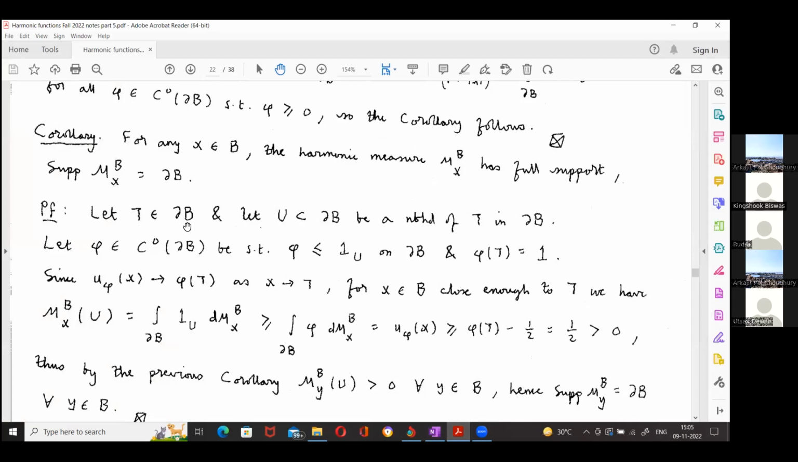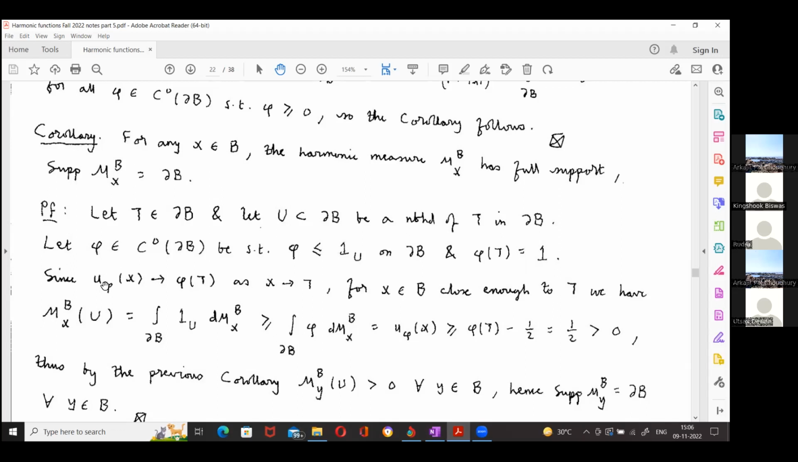So you take any point xi in the boundary of the ball, and let U in the boundary of the ball be a neighborhood of xi in the boundary of the ball. Then we have to show that for any x in the ball, mu x of U is positive. So now what we can do is take phi, a continuous function on the boundary of the ball, such that phi is less than or equal to the indicator function of the open set U on the boundary of the ball, and phi of xi is equal to 1. So phi is like a bump function, basically, supported in a neighborhood of xi, with support contained inside U, all right?